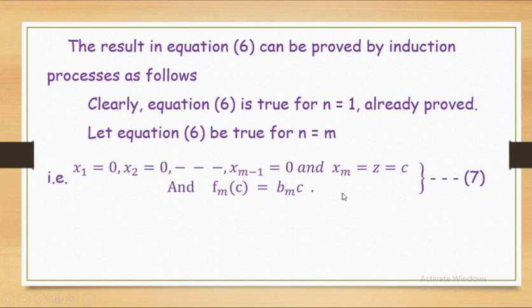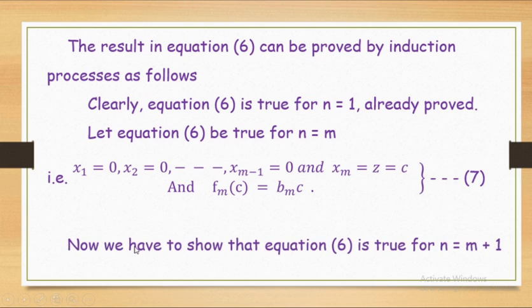That is, x1 equals 0, x2 equals 0, x(m-1) equals 0, and xm equals z equals c, and fm of c is equal to bm of c. Equation number 7. Now we have to show that equation 6 is true for n equals m plus 1.